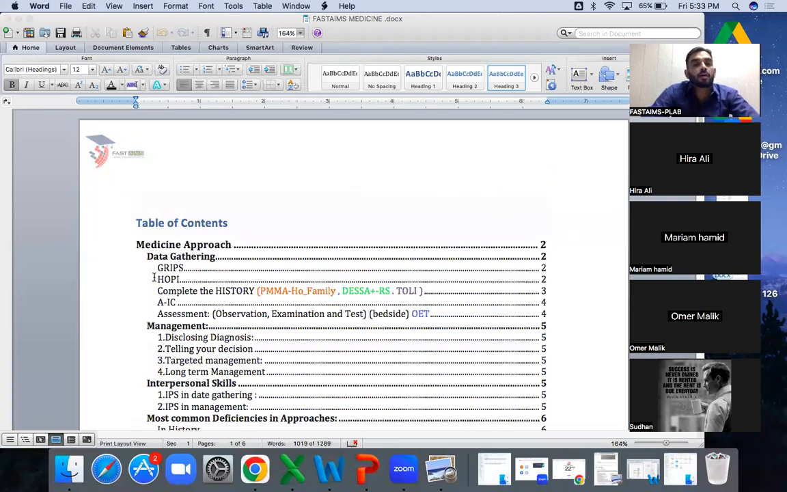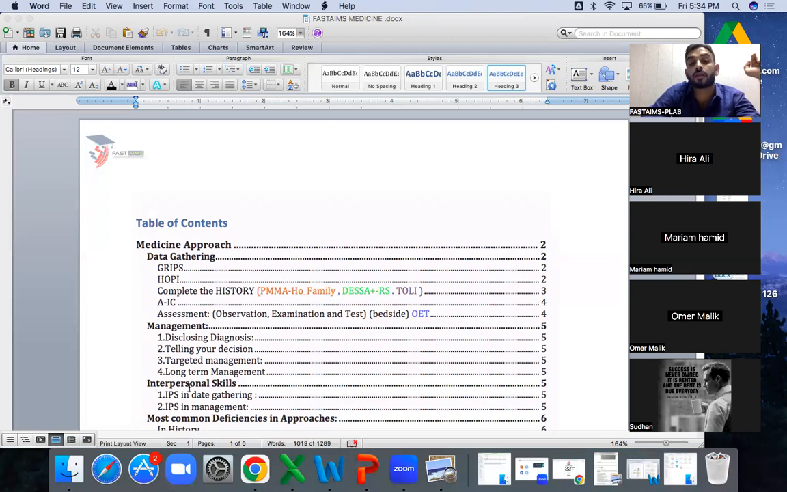Then we are going to study in great detail what questions we ask in data gathering, and what things we take into consideration when asking for the data. Then comes the management plan, which will include four things: disclosure of diagnosis, telling your decision, targeted management, and long-term management. This also has sub-classifications.